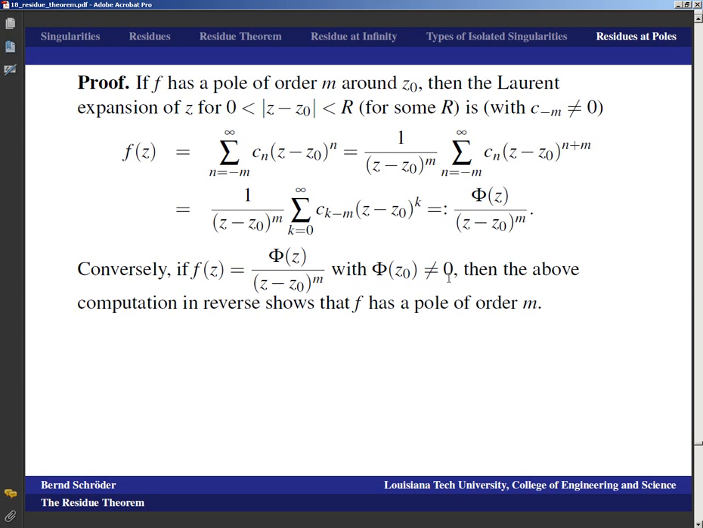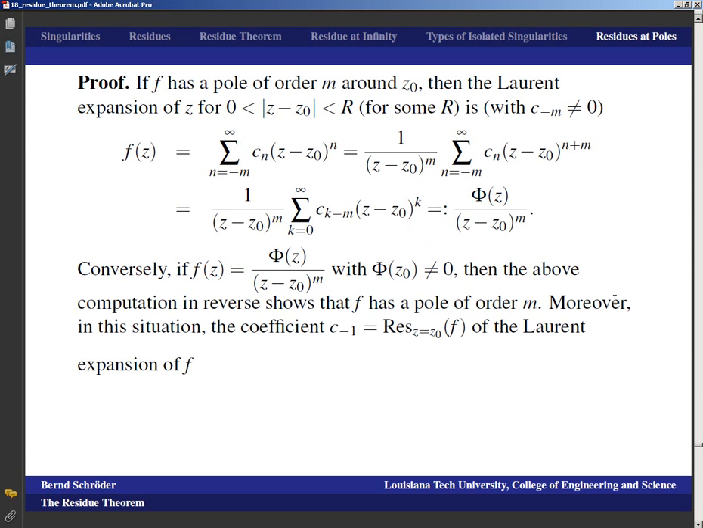Conversely, if our function is phi of z over (z minus z0) to the m with phi of z0 not equal 0, then the above computation in reverse shows that f has a pole of order m at z0. And that's because we realize that phi has a power series expansion, which we can write down any way we want, including calling the coefficient c_{k minus m}, and then we undo the index shift and get all the way back to this function f of z.